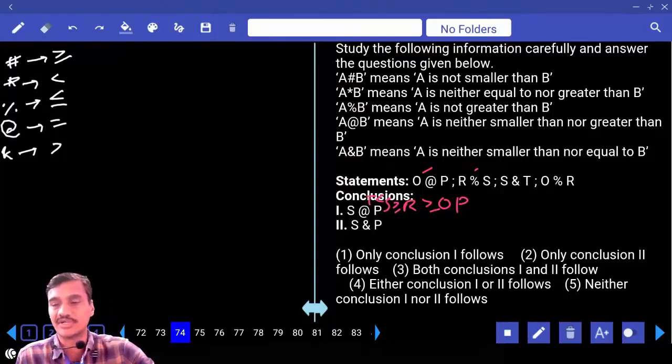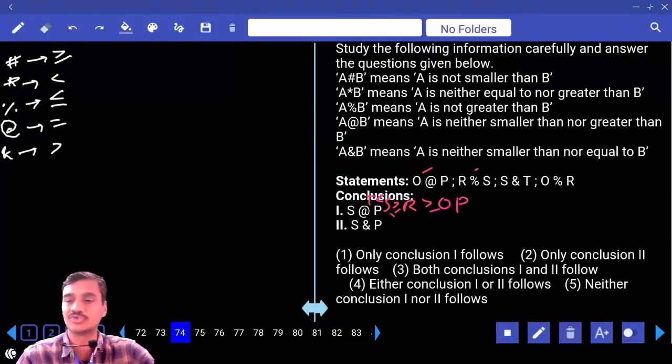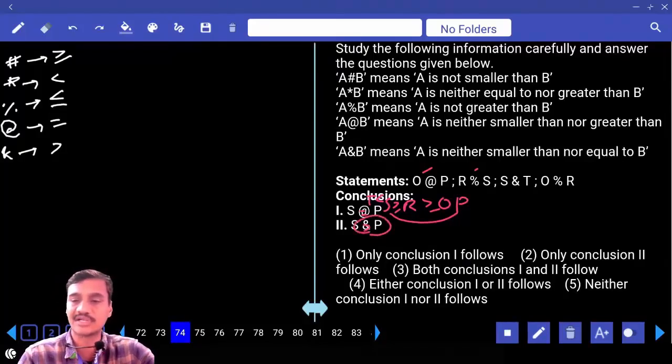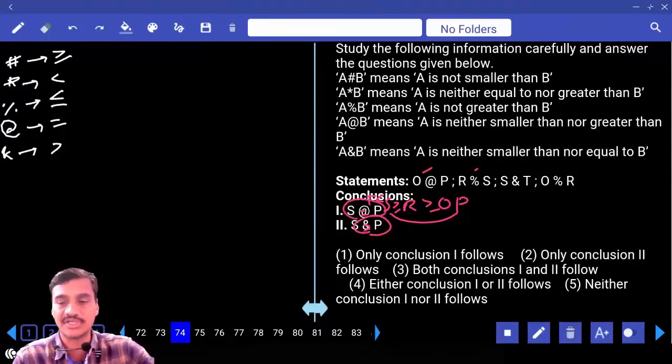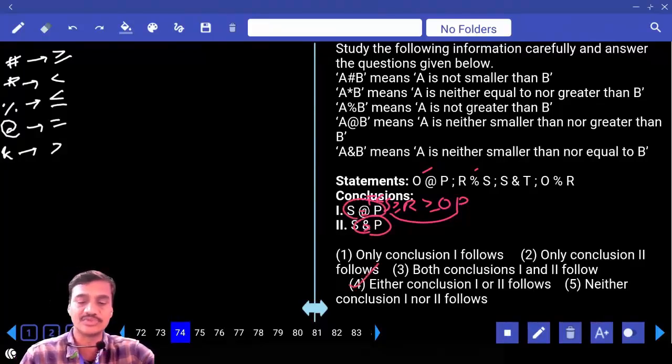Then S at the rate of P, N. The relation between S and P: S greater than R equals to P. Here, what does at the rate of mean? Equal to. What does N mean? Greater than. So S is either greater than or equals to P. Hence either 1 or 2. Either 1 or 2 is the choice for question number 74. S greater than or equals to P.